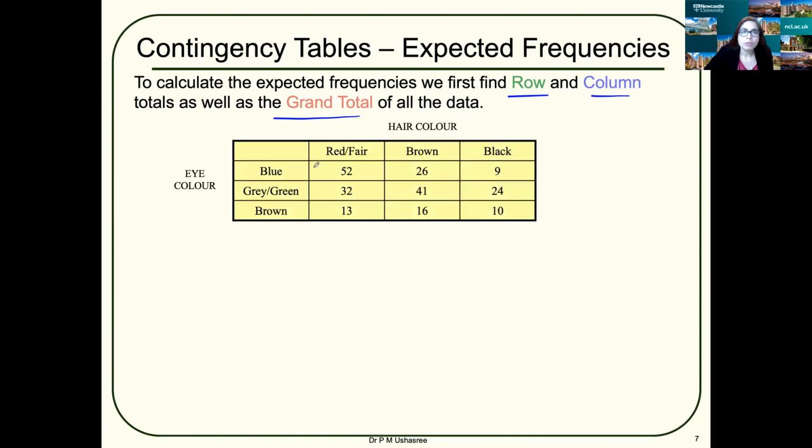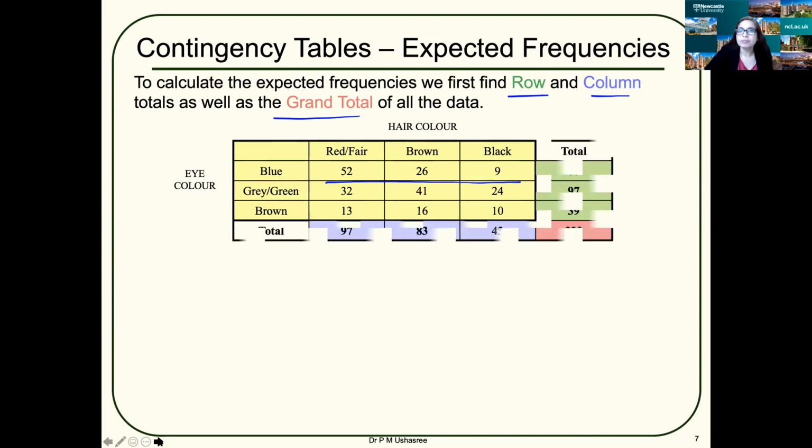So what is the row total? In the first row, we have 52 men with red hair and blue eyes, 26 men with brown hair and blue eyes, 9 men with black hair and blue eyes. So we're going to find the total of each row by adding them. You add them all and find the row total, to get each row total.